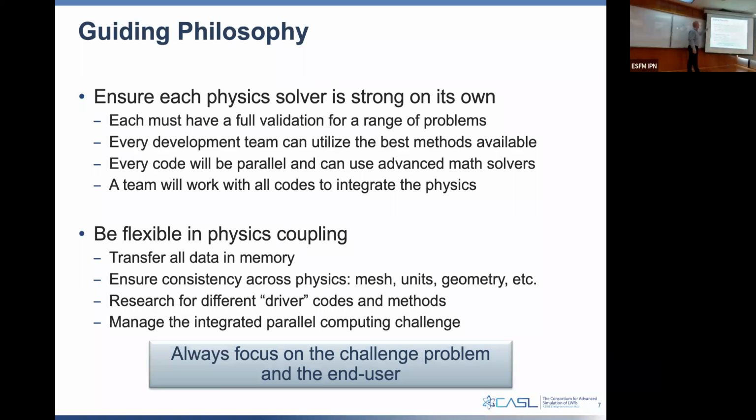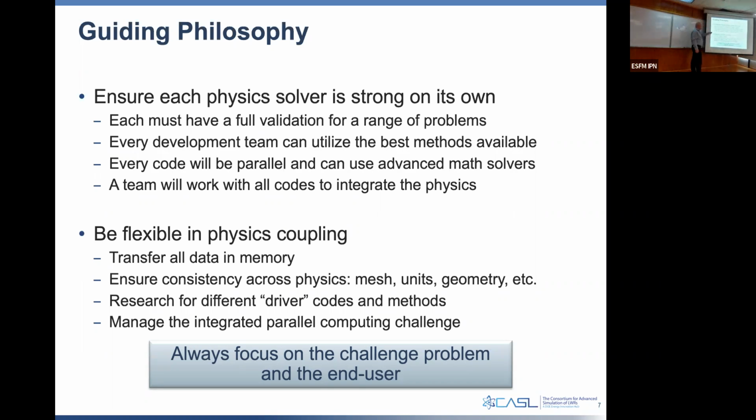And then we had to have an overarching team that was working with all of the codes to try to get all of these things integrated and working happily together. And so in that, we had to be flexible in the physics coupling. We needed to make sure we were transferring all data in memory. When you're using a computer that has thousands of processors, one of the slowest things on that type of computer is writing data to files. They're very good at passing memory between processors, but they're really very slow at saying, okay, now let me go to the system and write my data to the system.